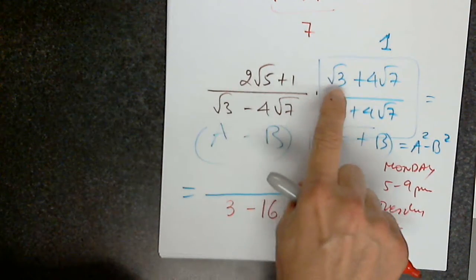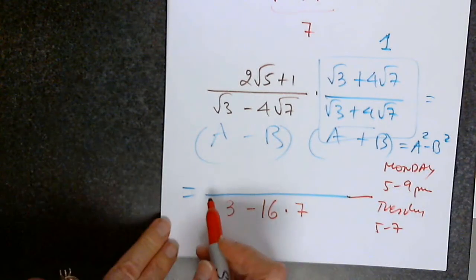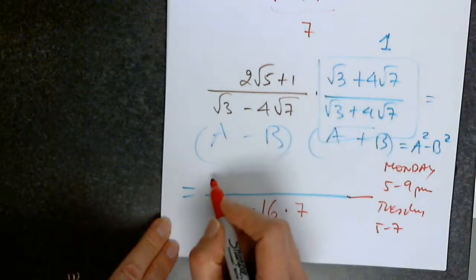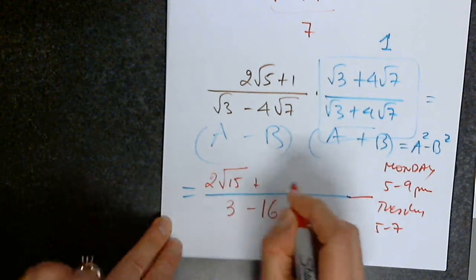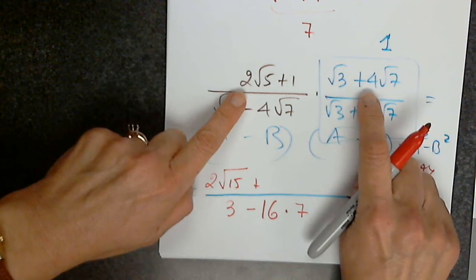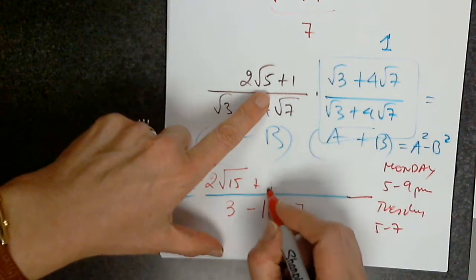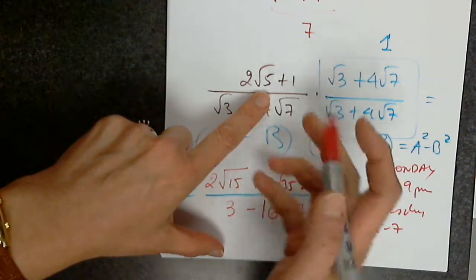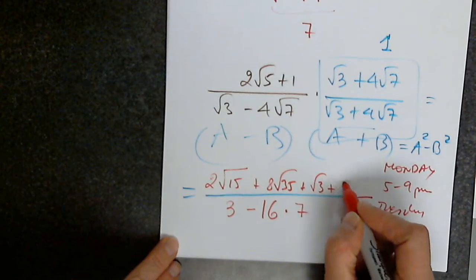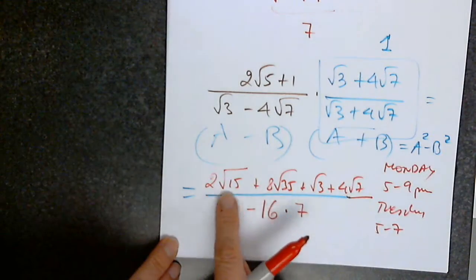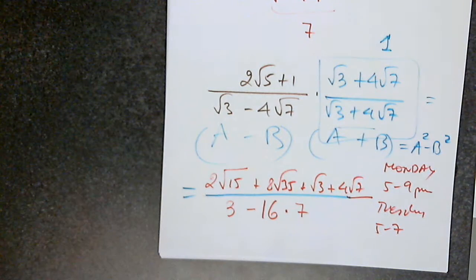When I multiply this by this, 2 the square root of, awesome, plus, now 2 and 4, and then these two. Awesome. And now the rest I just copy. 1 times these two. The square root of 3 plus 4, the square root of 7. Nothing we can do here. It's done. But I have to simplify the denominator. So I have 3 minus 16 times 7. What do we get?